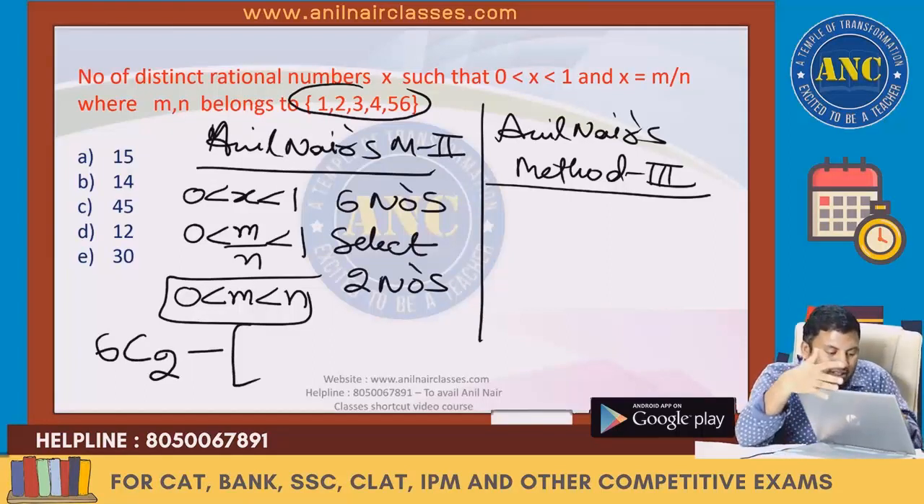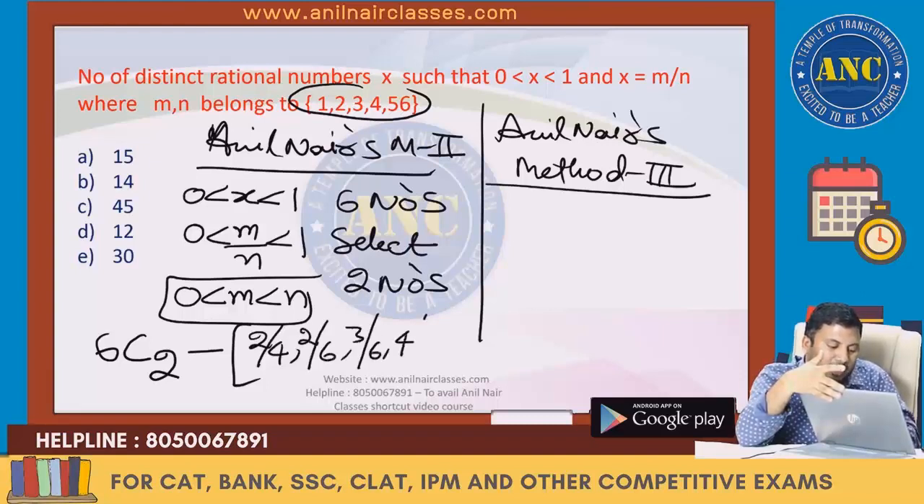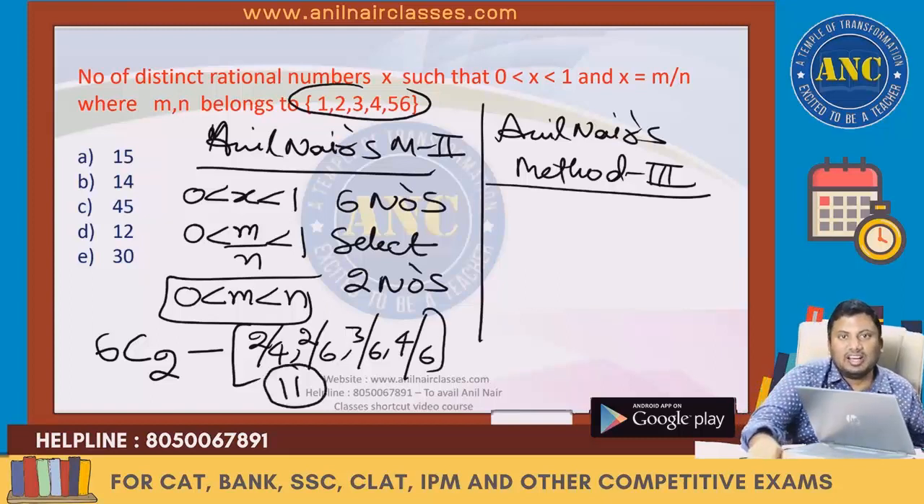Eliminate the duplicates. What are the duplicates? 2 by 4 is eliminated. 2 by 6 is eliminated. 3 by 6 is eliminated. 4 by 6 is eliminated. 15 minus 4 is 11.